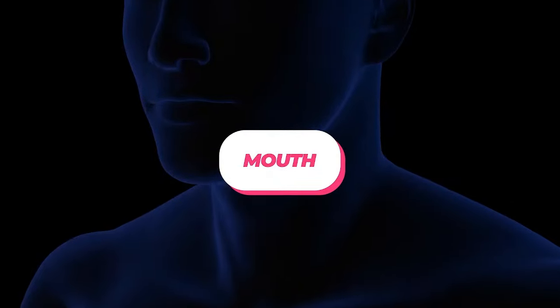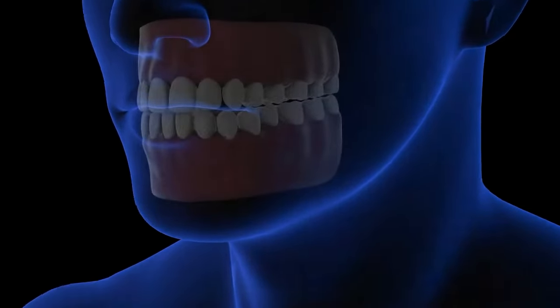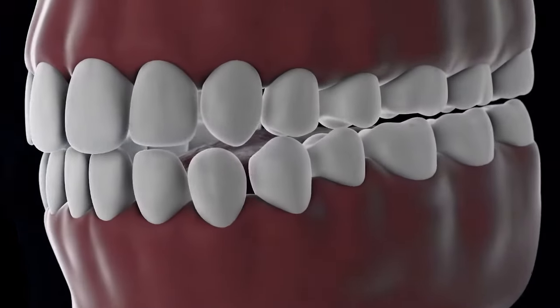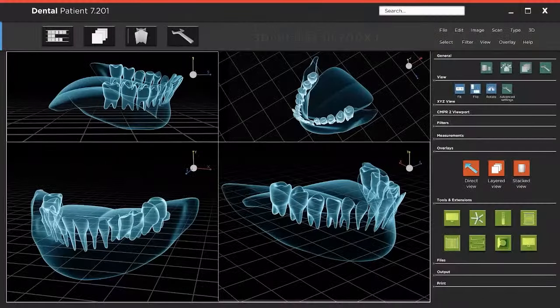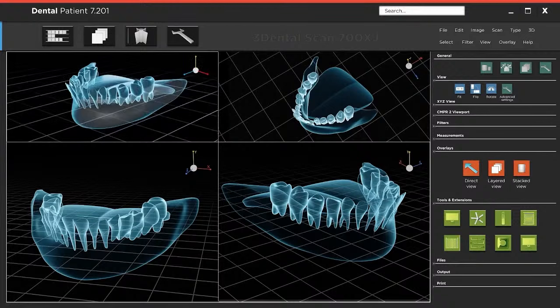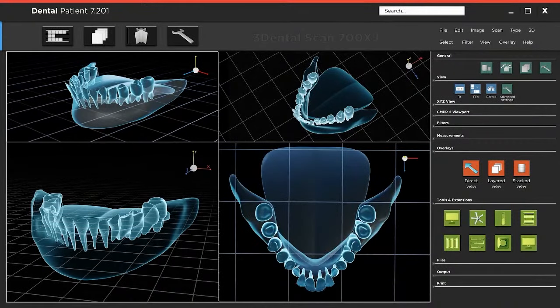Mouth. The mouth plays a vital role in the digestive system as it is the first point of contact between the body and food. The process of digestion begins in the mouth with the mechanical breakdown of food through the process of chewing. Food is mixed with saliva, which contains the enzyme amylase, responsible for breaking down carbohydrates.